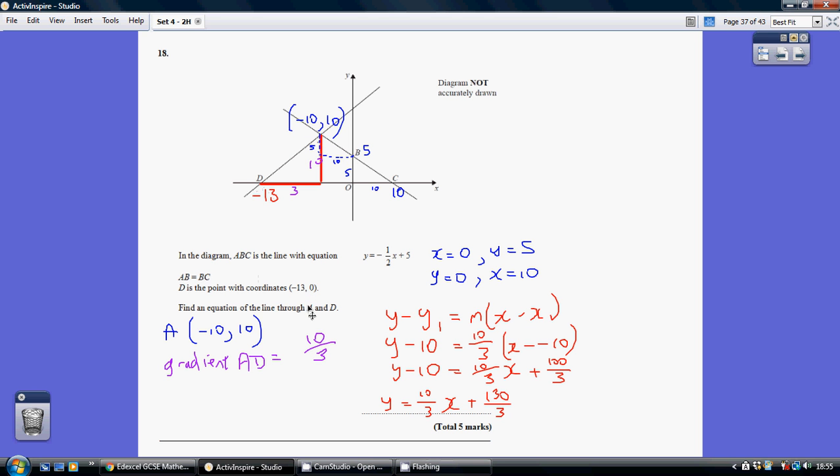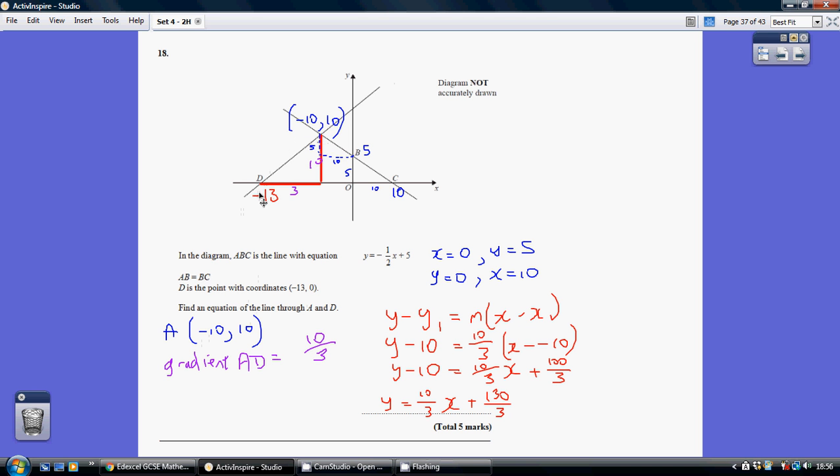Now if I'm going to work out an equation of the line through A and D, I need to know two things. I need to know a point on the line. Well, I've established either A or D. As it happens, I'm going to use (-10, 10), but I could have equally used (-13, 0). The second thing I'm going to need to know is the gradient of the line going through A and D. So the gradient of this line here.